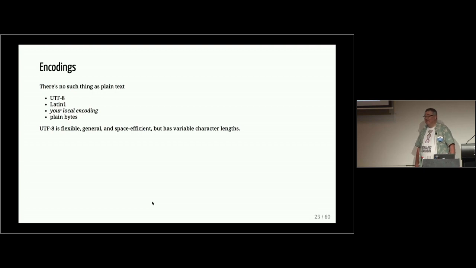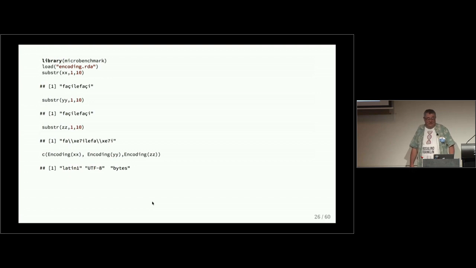UTF-8 is preferable in lots of ways, but the variable character lengths make some operations on it relatively slow. This used to be a much more serious problem than it is now. It used to be that the regular expression parsers on UTF-8 were just terrible, and now they've been optimized a lot over the years. But here we have an example of a long string, which I think is 10 to the 5 copies of that one word, facile.